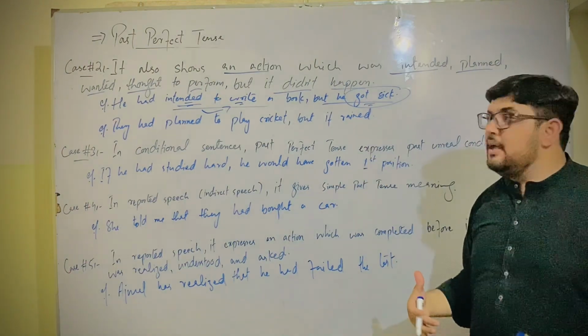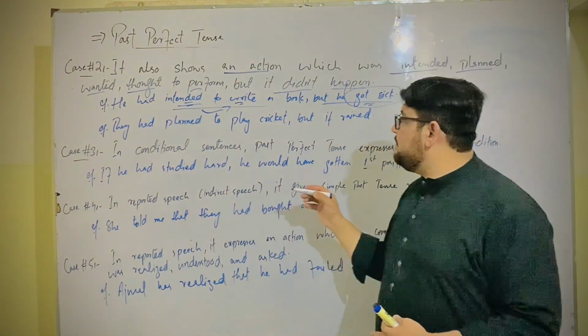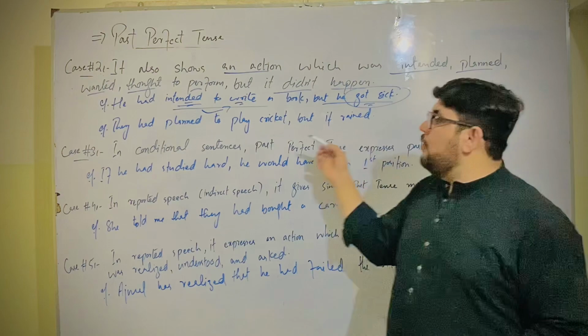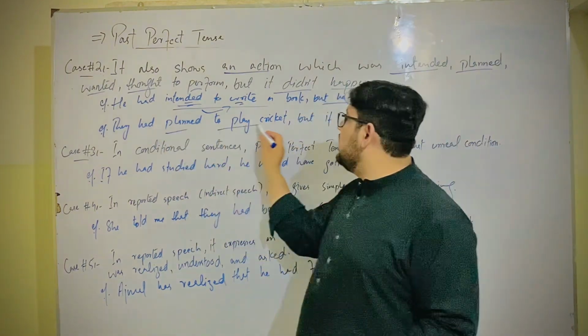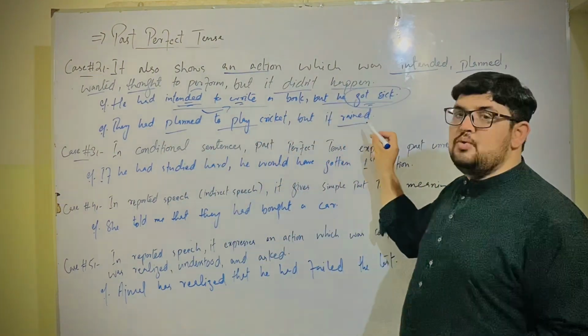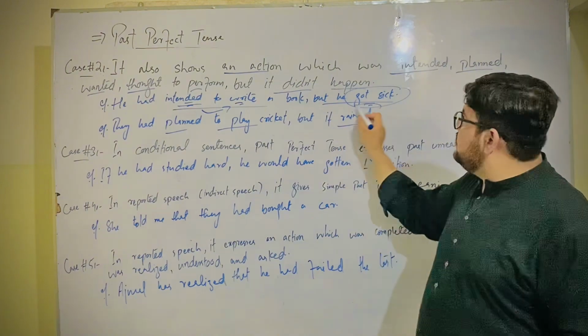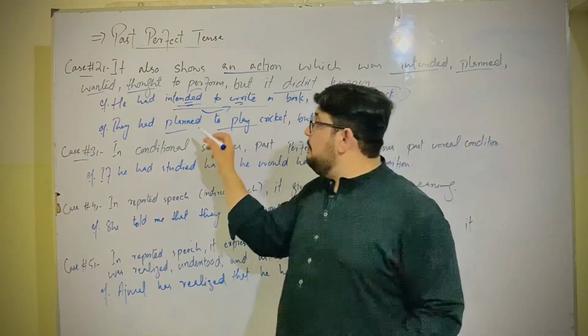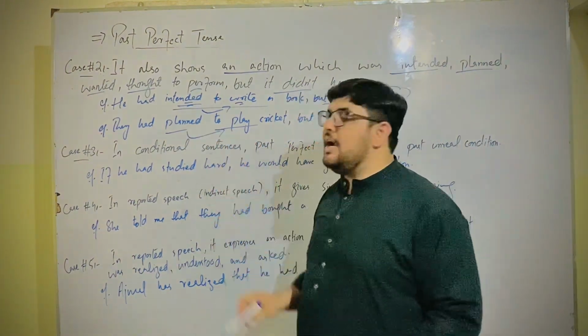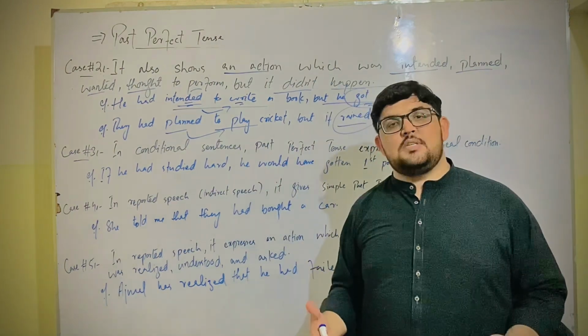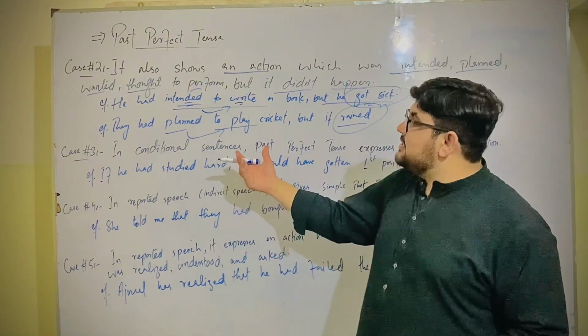So past perfect tense shows such an action which was intended to be performed, but it failed. It didn't happen. Next, they had planned to play cricket, but it rained. It means due to this rain, the planned action did not happen. So that is the second case.